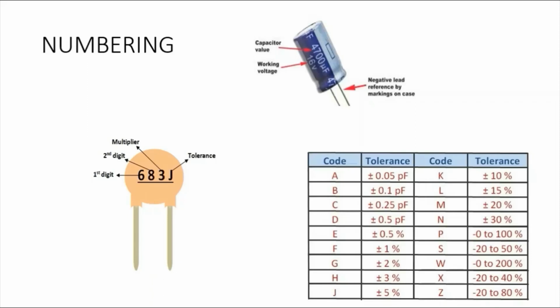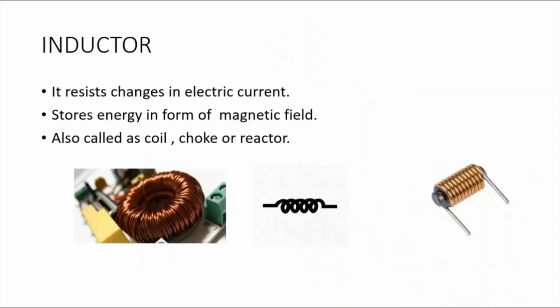Next topic is about inductors. An inductor is also a passive two-terminal component. Generally, it resists changes in current. As we know, a capacitor stores energy in the form of an electric field, but an inductor stores energy in the form of a magnetic field. And it is also called a coil, choke or reactor.